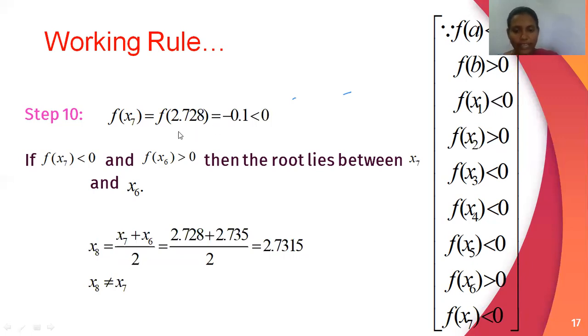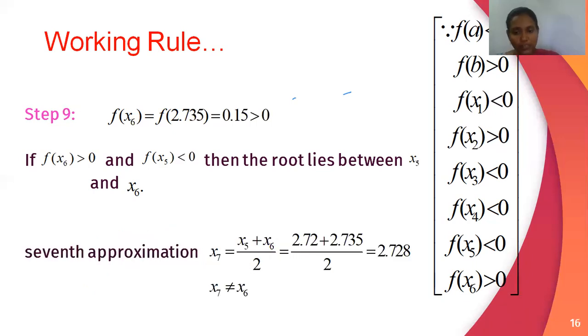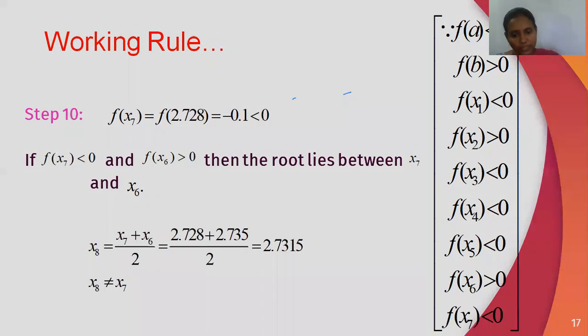So what is the eighth approximation? Average of x7 and x6. We got 2.735 here. But what is x7? Seventh approximation is 2.728. Both are different, so this is not a root of the given algebraic equation. So go to the next approximation.